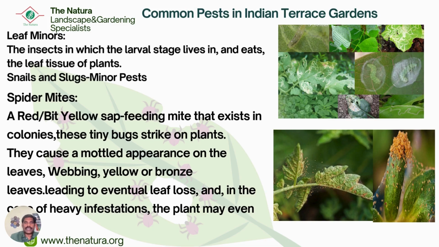And spider mites, this is a major thing you might have observed in many plants and even fruit trees. So what you have to do is observe these mites. Normally people would know them as red or yellow in color, sap-feeding mites that exist in colonies. Web formation would be there, and they will also suck the plants and create deformation, webbing and yellow bands, even eventual leaf loss. And in heavy infestation, the plant may even die due to mite infestation. So you should observe and find those insects also.